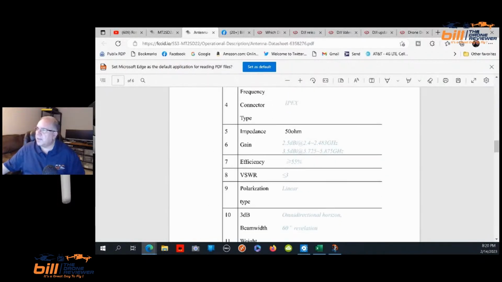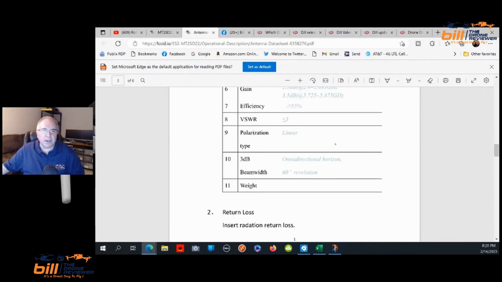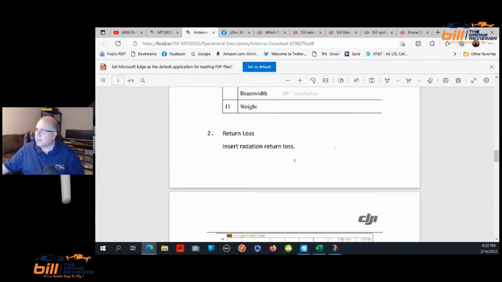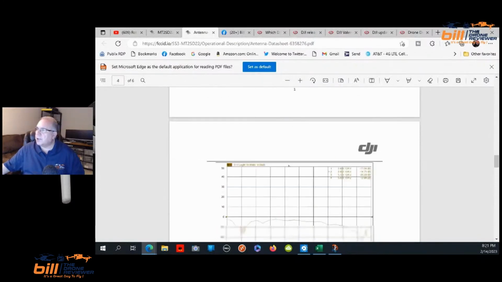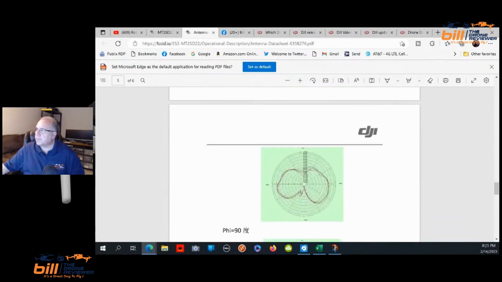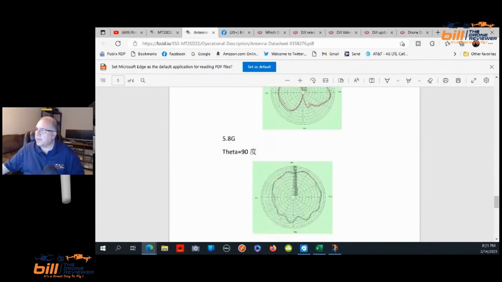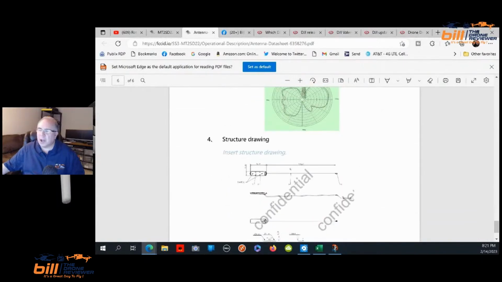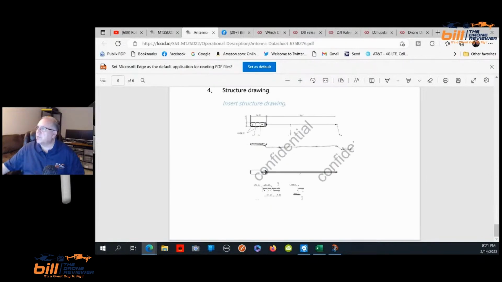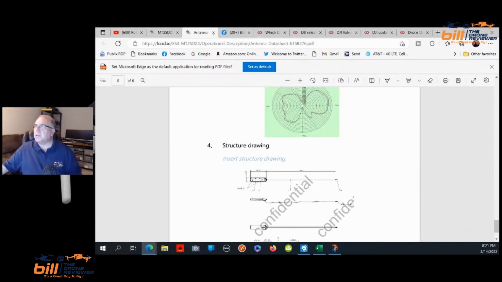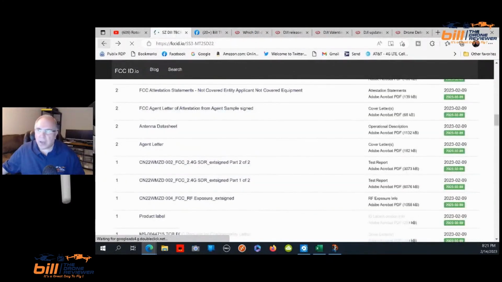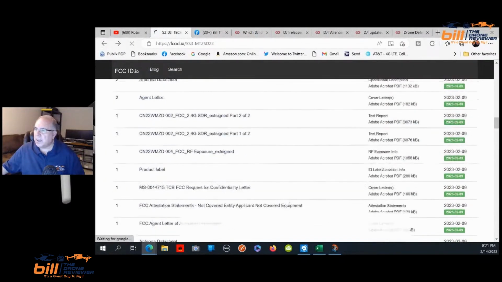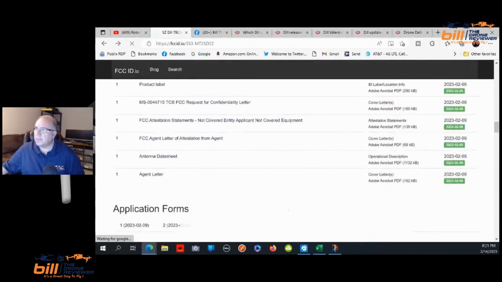Now, some of these, like I said, there's not a lot of information you're going to be able to garner off of this unless you're an electrical engineer. It's showing radiation pattern, radiation return loss, phi 90, theta 90. Remember geometry and trigonometry here. Okay, structure drawing, and I don't even know what that's a structure of right there. So again, that's what this is like. I just want to show you several things in here because I know you guys have heard me talk about this a lot. I just wanted to go ahead and go through some of this here. Okay.